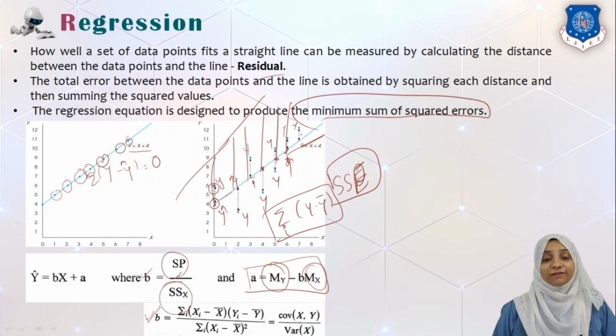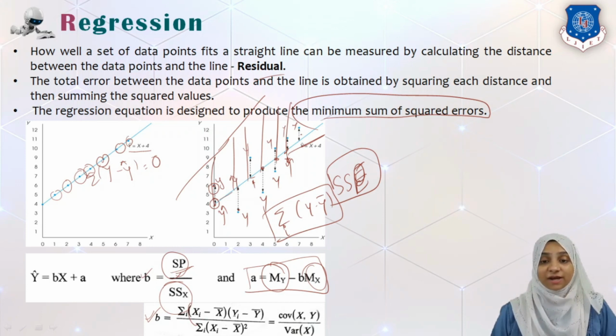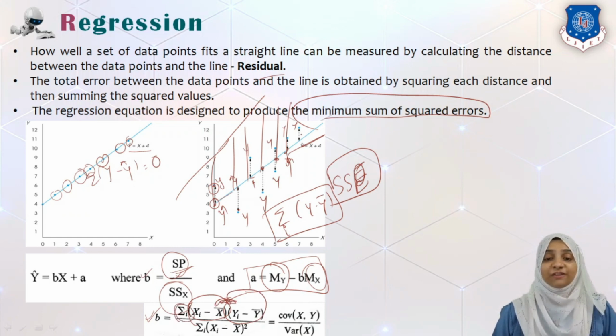The value that is used for calculating b is nothing but the sum of product. Sum of product is nothing but x value minus x bar into y value minus y bar. So basically we have one term, another term, and their product is calculated. And this product is summed over all different points. That's why it is called the sum of product term.